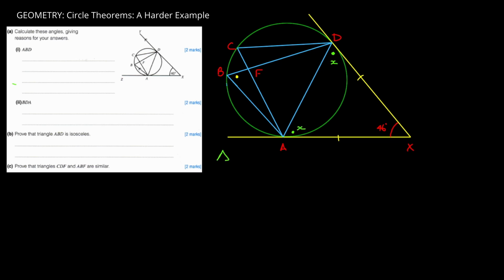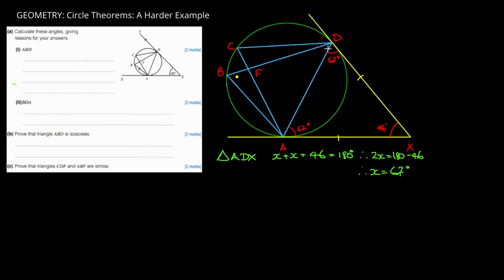So in triangle ADX, I can say that x plus x plus 46 must equal 180 degrees. So therefore, 2x is equal to 180 minus 46. And if we work that out, x is equal to 67 degrees. So we can pop that on the diagram.